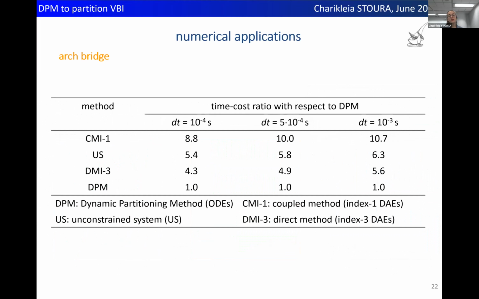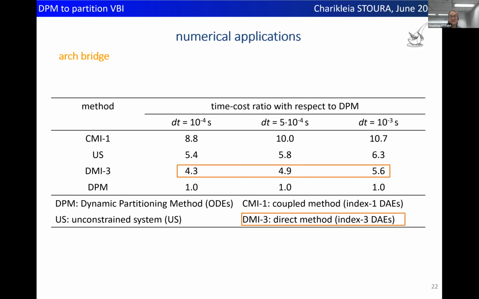Importantly, the dynamic partitioning method also decreases the computational cost of the analysis. Compared to a coupled index 1 DAE solution, the proposed algorithm is 8.8 to 10.7 times faster. This is attributed to the fact that the index 1 differential algebraic equation method eliminates the Lagrange multipliers, so it leads to time-dependent system matrices, as opposed to the dynamic partitioning method. Then the solution of the unconstrained system also leads to time-dependent system matrices, but solves for the minimum number of degrees of freedom, and this is why the time-cost ratio appears to be slightly smaller. Still, the dynamic partitioning method is faster.